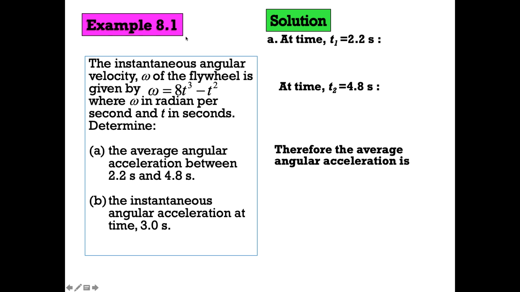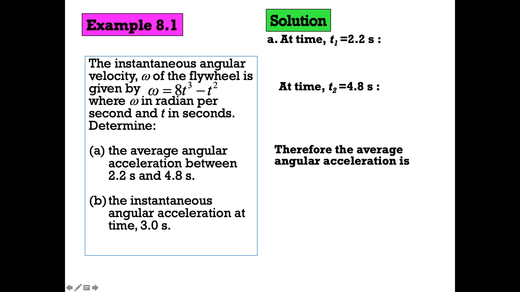Example 8.1. Okay, understand the question first. It gives you the instantaneous angular velocity of the flywheel as omega equals 8t cubed minus t square. The unit for omega is radian per second and t is in seconds. There are two questions here.